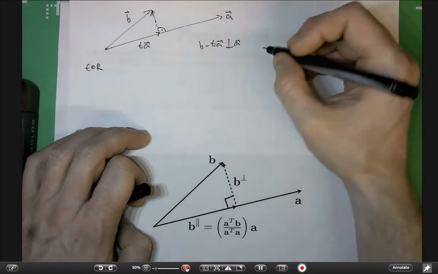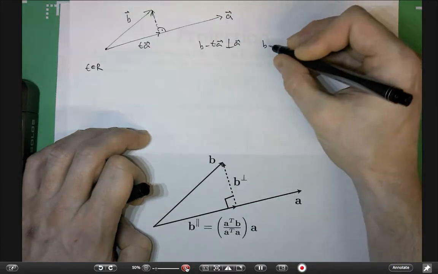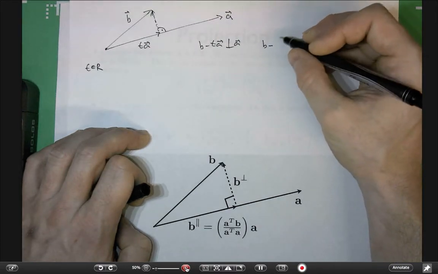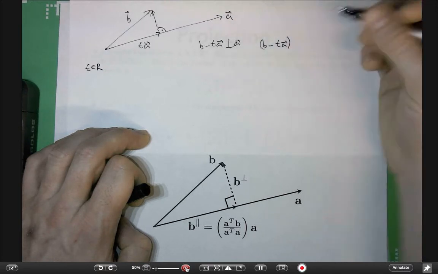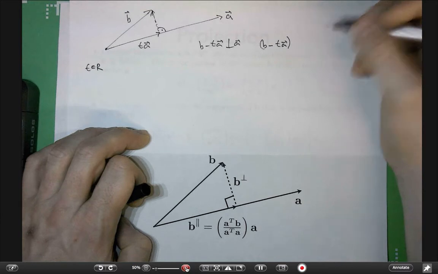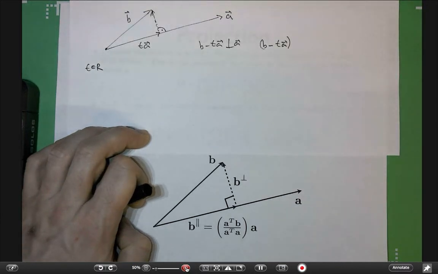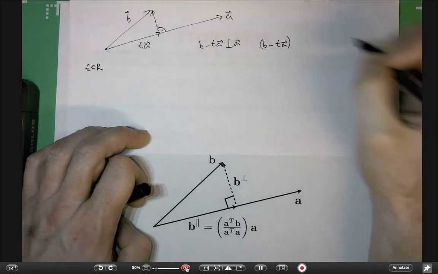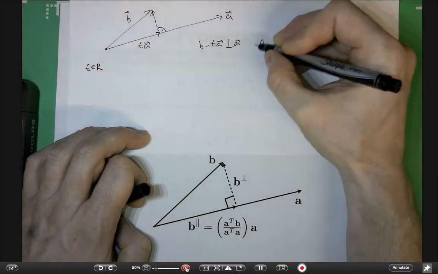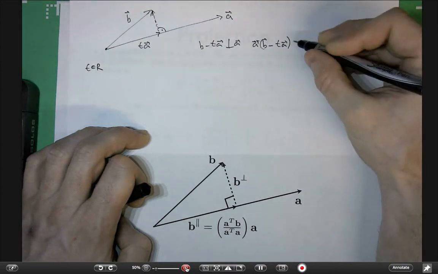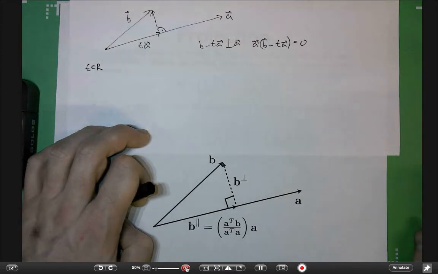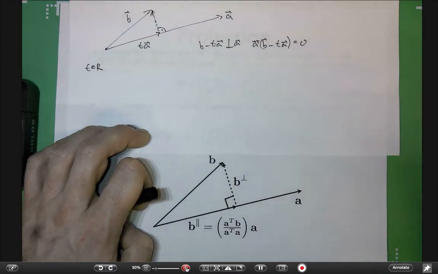So what does it mean orthogonal? That means that the dot product is 0, right? So this is saying that b minus tA, actually let me make sure. Dot product with a is 0. Right? Do you see what I'm doing?